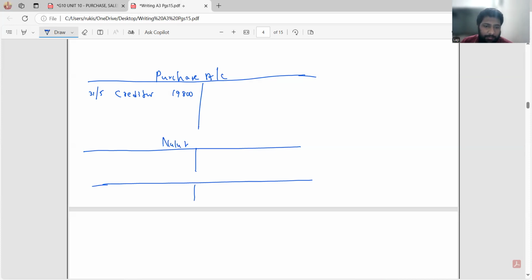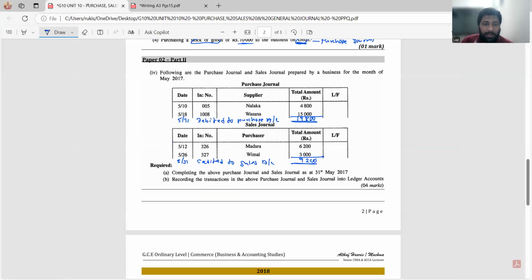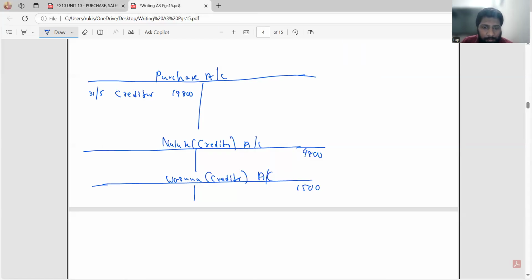Nalaka creditor. Vasana creditor. 4,800 and 15,000. What are the dates? 10 and 18. Here you can write purchase.